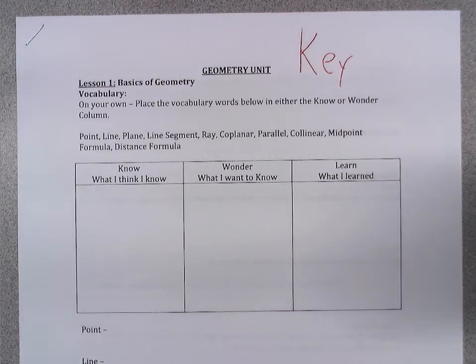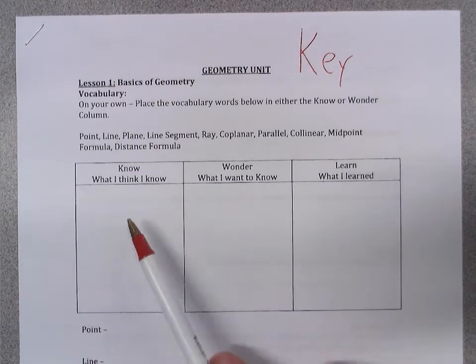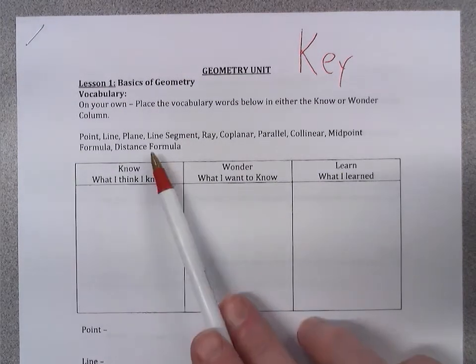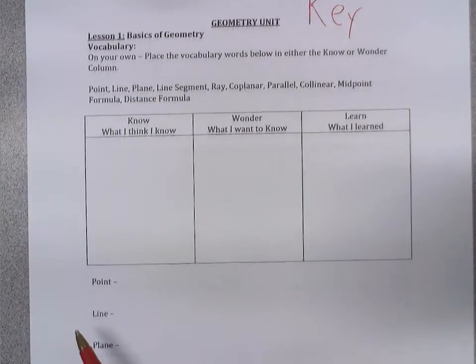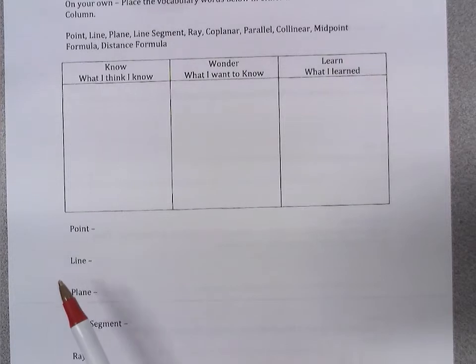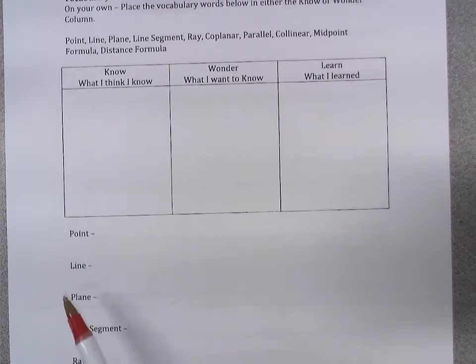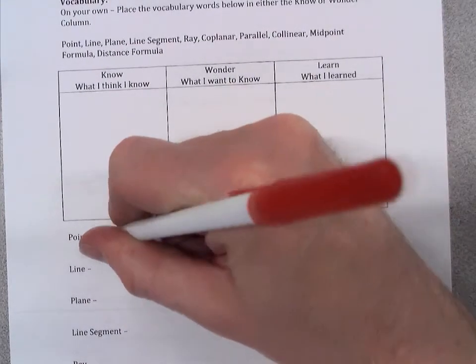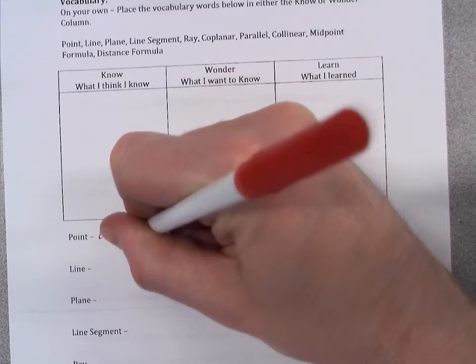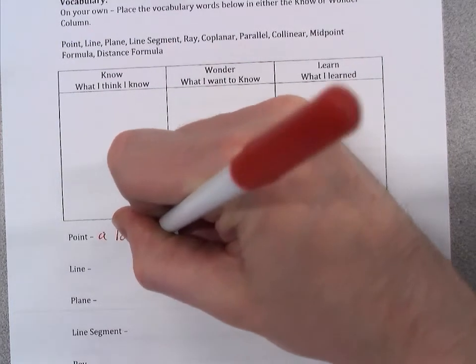Okay, now that you've unpaused the video and you have put these words in the know or wonder, we're going to actually go over each of these definitions, okay, and specifically what they mean from a geometry standpoint. So a point, what is a point? Well, a point is simply a location.